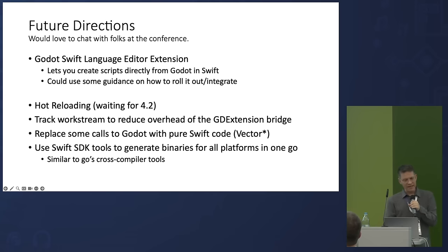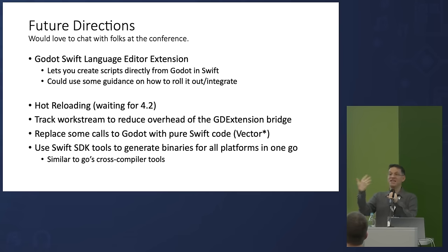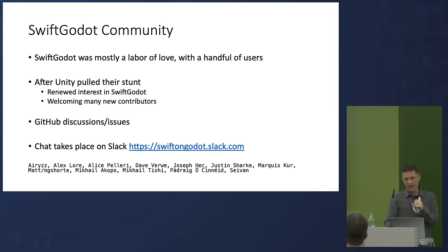And one super neat thing is that Swift, like Go, lets you use an SDK so you can deploy and build binaries for all the platforms, right? So I would love to have a thing where I can just add Swift code and it generates all the binaries for me. So all of this is there. I just need to wire it up.